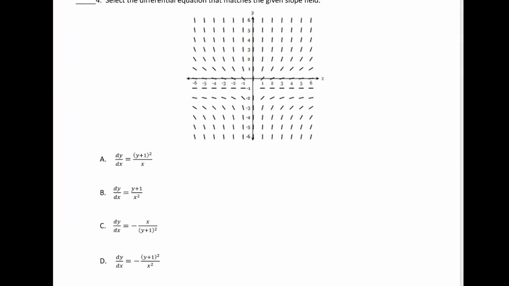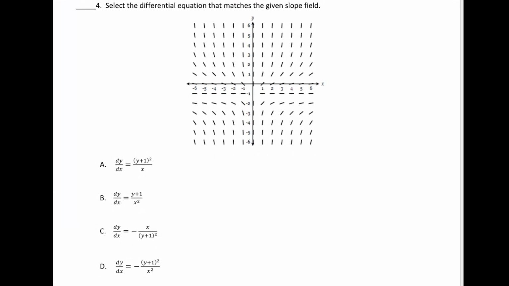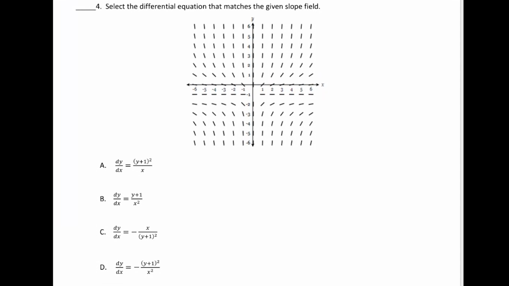So here we're kind of working backwards. Instead of being given a differential equation and being asked to create a slope field, we're given a slope field, and we're going to have to come up with an equation. For these multiple choice questions, you don't actually have to come up with the equation algebraically. So we're not really going to focus on that. Instead, we're just going to do a process of elimination to figure out which one actually works.